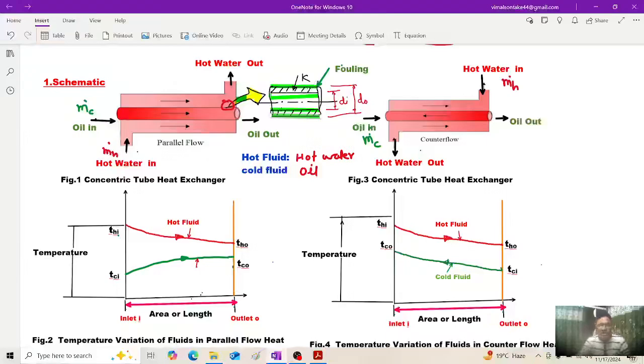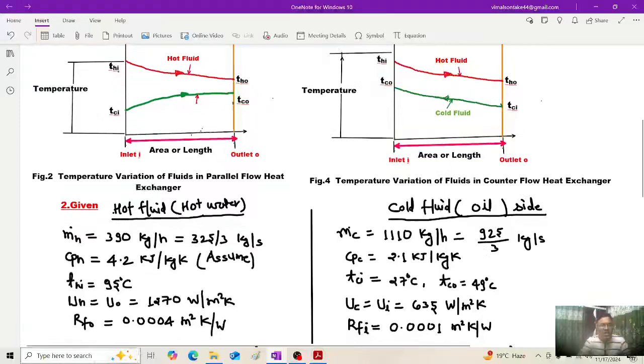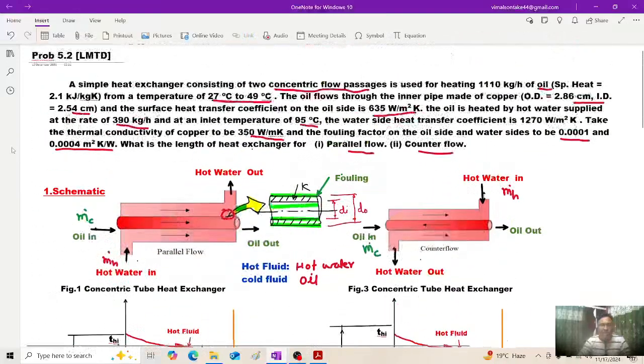Now, after drawing the schematic, let us enlist all the given parameters. So let us enlist all the parameters on the hot fluid, that is the hot water side, and on the cold fluid, that is the oil side. We have already gone through this problem statement. Different parameters are given like temperatures, heat transfer coefficient, fouling factors, mass flow rate, and OD and ID of the inner tube.